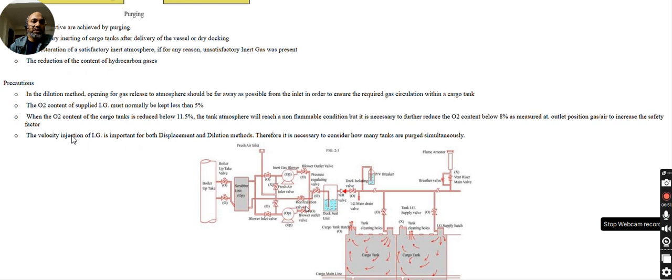So that is it for today. In the next video we shall discuss the inert gas plant line diagram: how it works, how the inert gas is produced, where it is coming from, and what equipment is fitted until it goes to the tank.